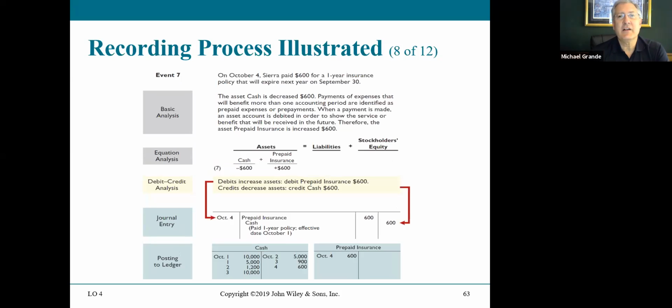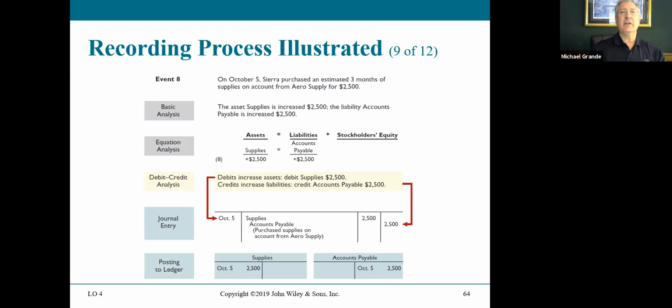Sierra paid $600 for a one-year insurance policy that will expire on October 30th. And we saw that transaction before because it's not an expense until it's used. It has not been used yet. So we debit an asset called prepaid insurance, and we're going to credit cash because they paid cash. You can see where we post it to the account, the cash. You credit cash for $600 on the right-hand side of that T account. And you get that asset called prepaid insurance. I'm going to debit that account.